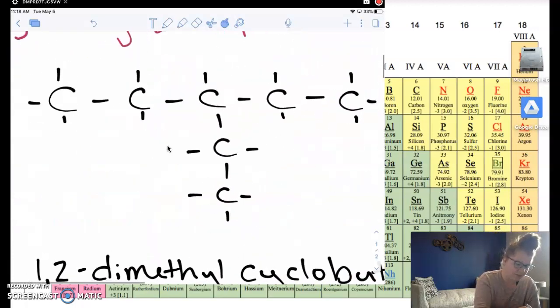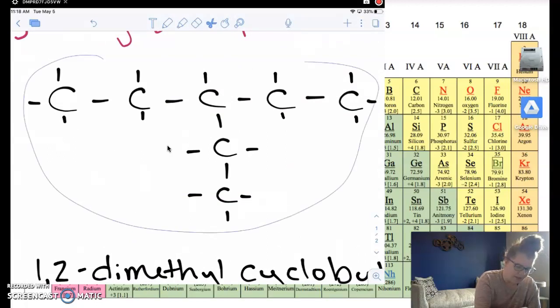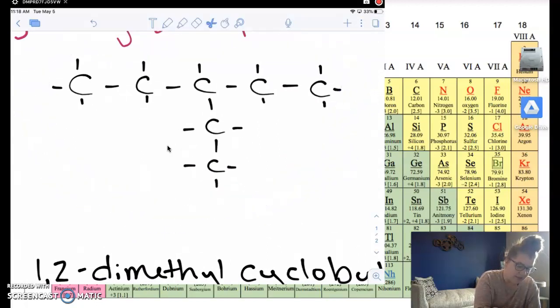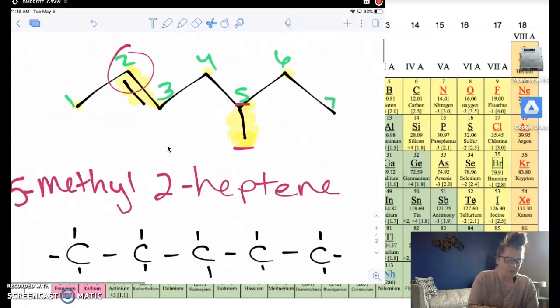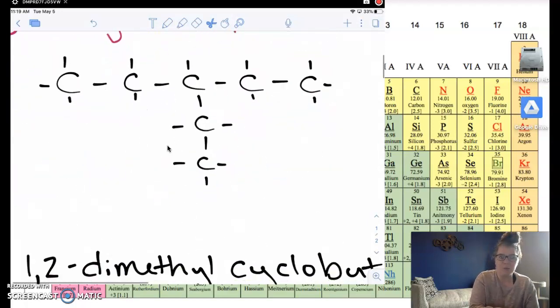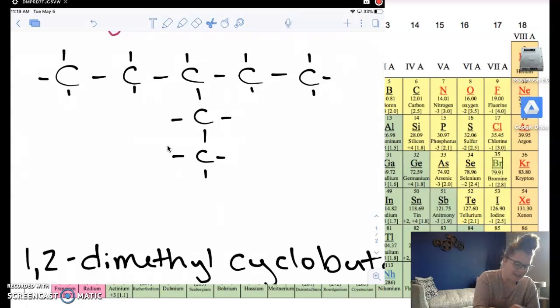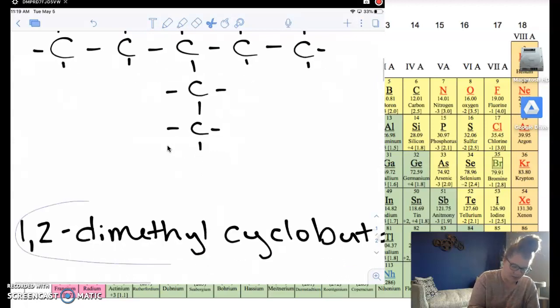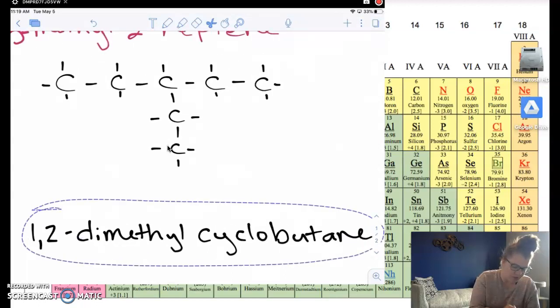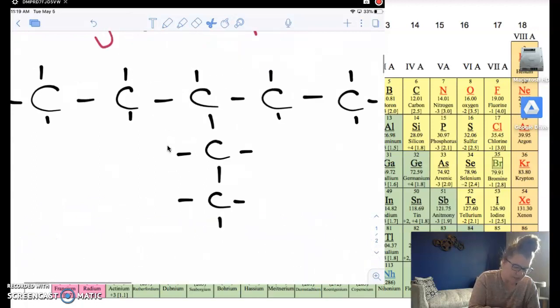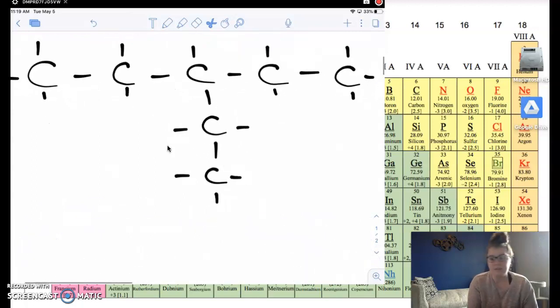Let's do another one. The next one that I've got here looks like this, and this is drawn in a structural format. The previous one was in a skeletal format. This one is structural, so it's got the C's and H's on it. Skeletal is the lines, and structural is going to be those C's and H's. So you're always going to start the same way, even though this one is structural. You're going to find your trunk. You're going to find the longest carbon chain.